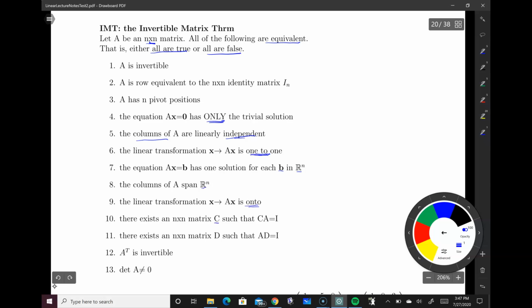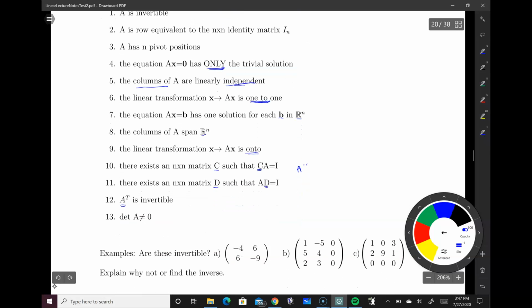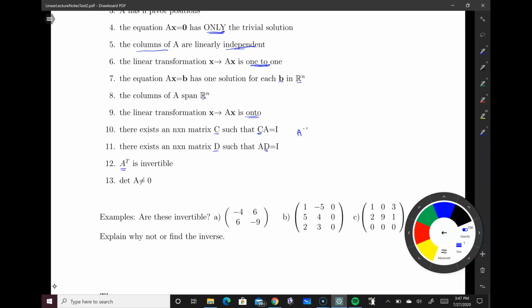And so here they're just saying C and D work as the inverse. There's a matrix we can multiply on the left, there's a matrix we can multiply on the right, and that matrix is A inverse. And I know, this is a big thing, that A transpose is invertible, and I know the determinant is not 0. So those are all true or all false. All right, so let's go play with some.